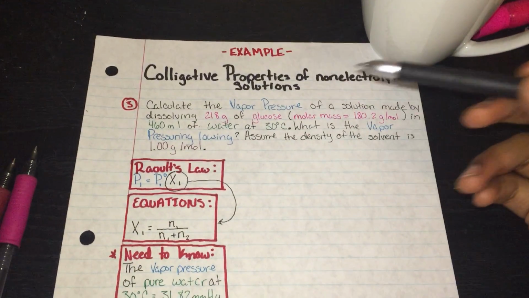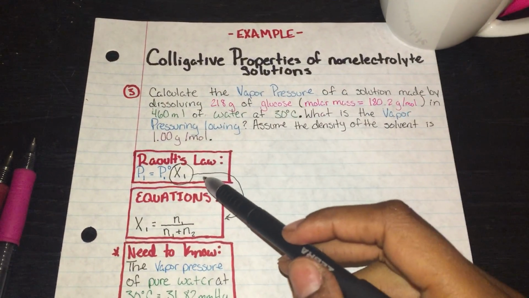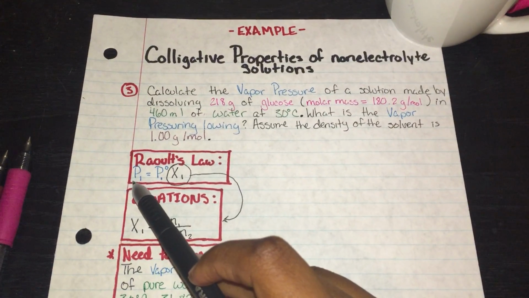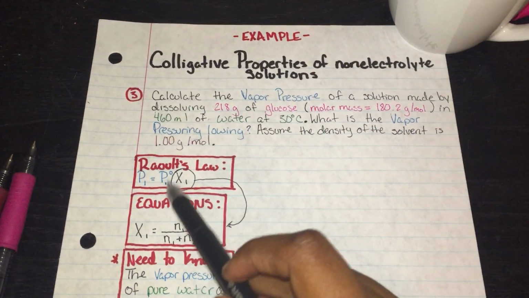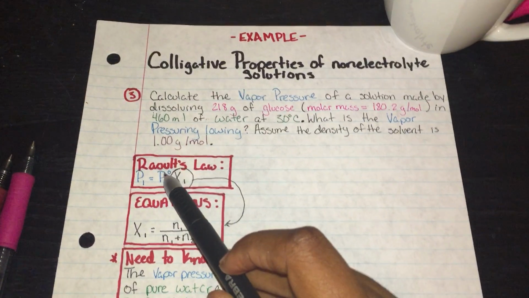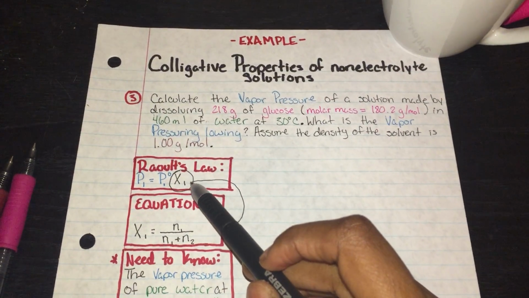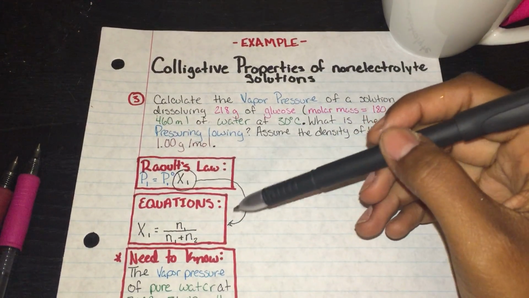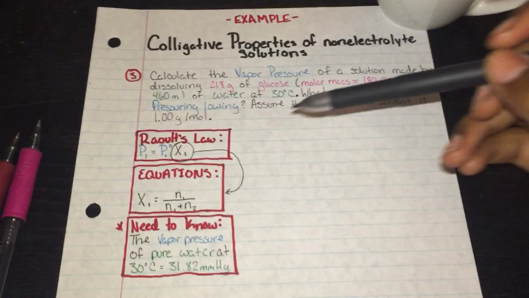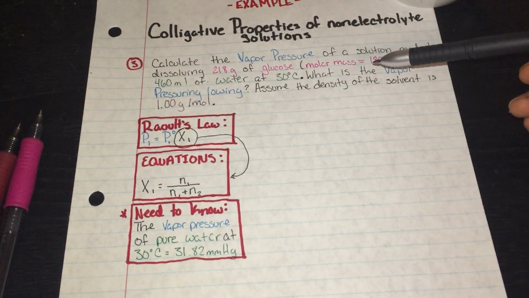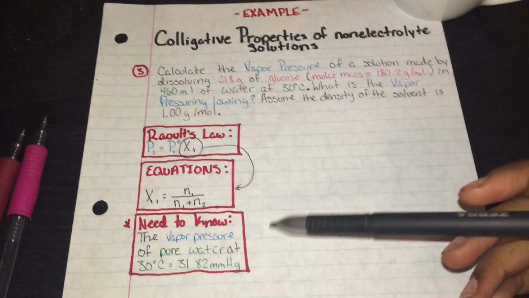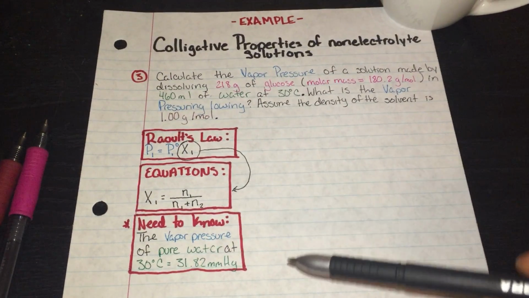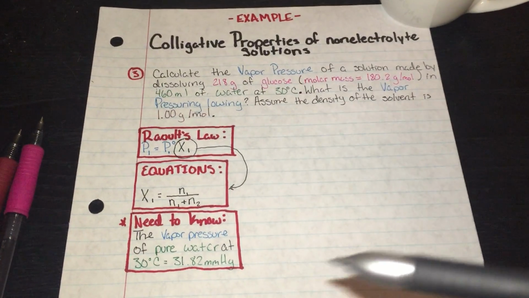So all we need to solve this problem is Raoult's law, which states that the vapor pressure of a solvent over solution, which is this P1, is given by the vapor pressure of the pure solvent, which is this P1 to the 0, times the mole fraction of the solvent in the solution. And the mole fraction of the solvent can be expressed as N1 divided by the sum of N1 plus N2. Now, what we need to know that's not stated explicitly in this problem is that the vapor pressure of pure water at 30 degrees Celsius is 31.82 millimeters of mercury.